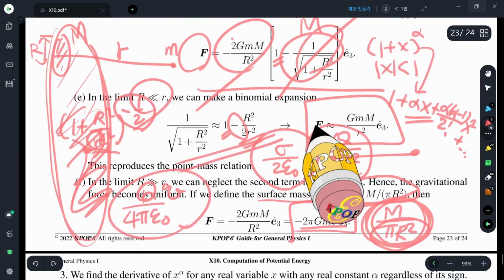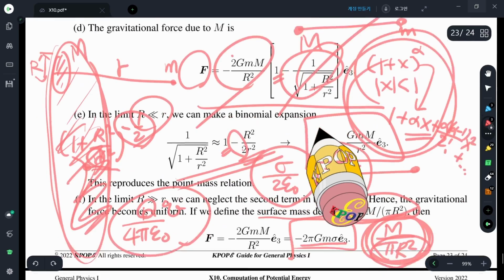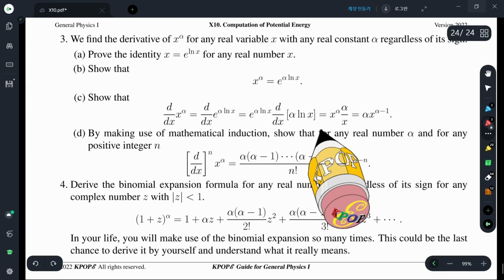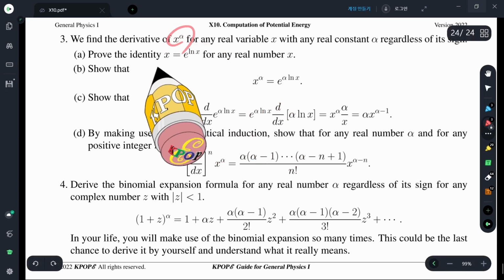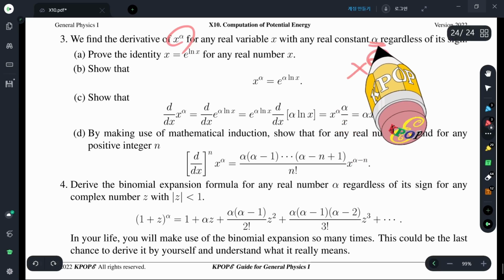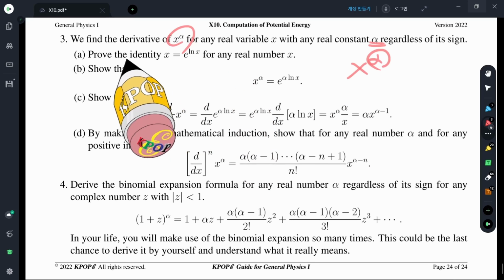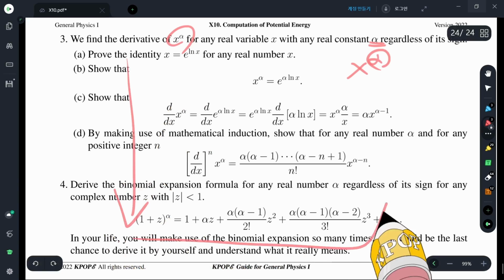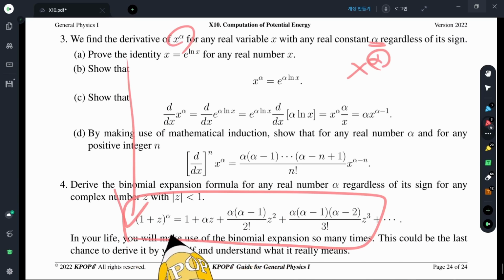Anyway, if you want to understand what really happens in the binomial expansion formula, you should be able to take the derivative not of a polynomial, but of x to the alpha, where alpha is a real number. That can be done if you know how to take the derivative of the exponential function. It is straightforward to verify this, and perhaps this might be the last chance for you to verify this.